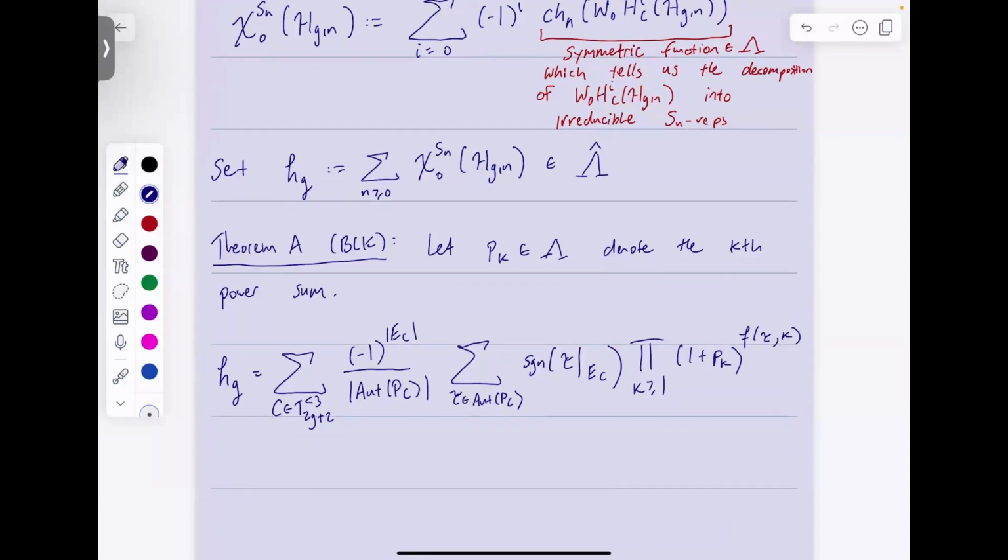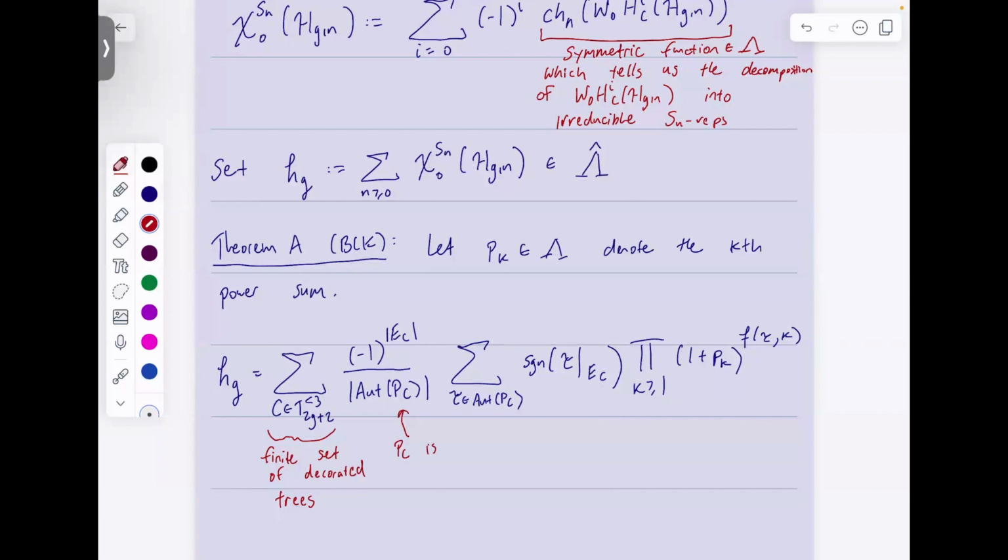Okay, so let me explain the different components of this formula. So here, this thing we're summing over is a finite set of decorated trees. Tree in the graph theoretic sense. Now, if I have one of these trees, C, I have a way of associating some sort of graph theoretic double cover of the tree.